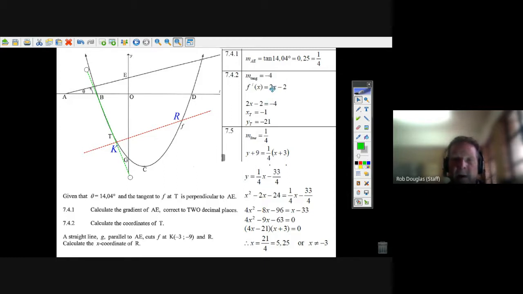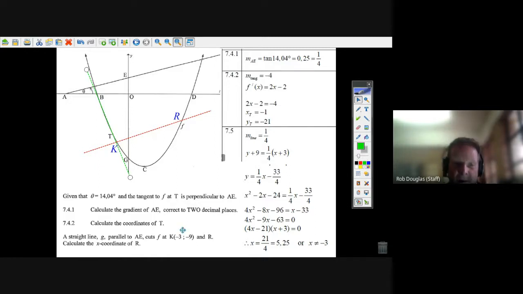But we can use calculus. We can take the derivative of 2x squared minus 2x minus 24. That's 2x minus 2. And now if we let it equal -4, you see this derivative is really a formula for finding the equation of the gradient anywhere. And it'll tell me the gradient at -4. If I solve that, I'll get the x value right there where the gradient's -4. And so I do that. I add 2, I divide by 2. The x value must be -1. I put it back into the formula, this one here, -1 into this formula for the parabola, and I get the answer -21. There's the coordinates of t.